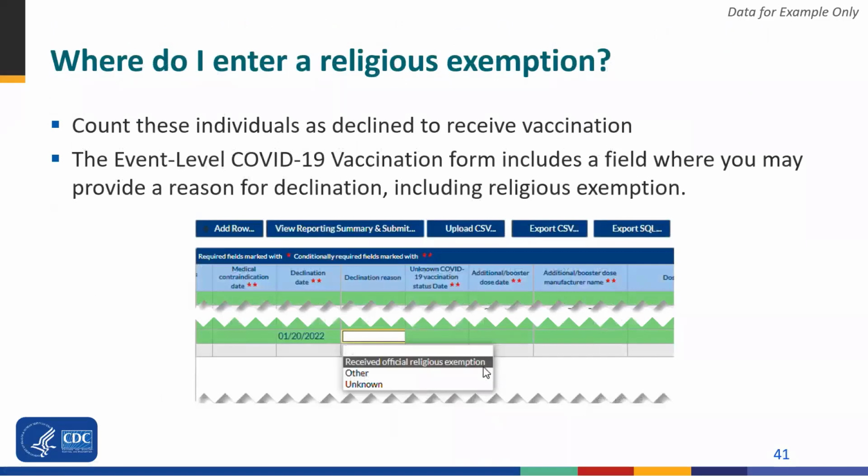And I'm just going to go through a couple slides quickly since we're running short on time, but to enter a religious exemption, individuals with a religious exemption or declined for religious reasons are counted in the declined category. So after you entered the decline date, you'll then be prompted to enter the declined or declination reason. So that's where you can click received official religious exemption.